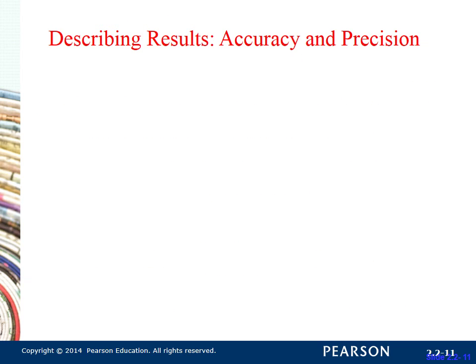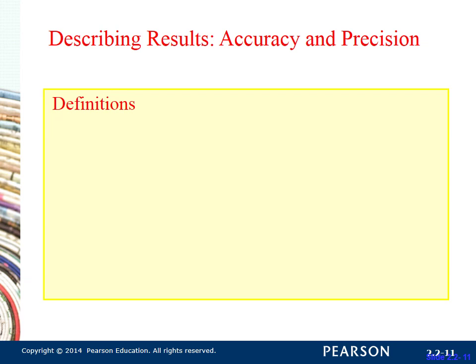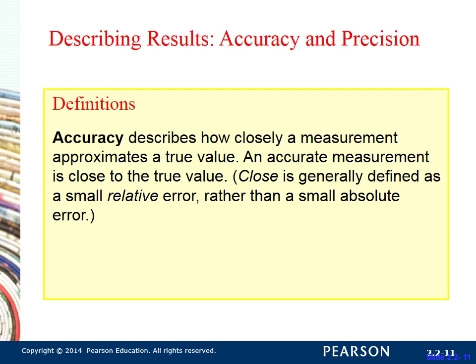All right, so accuracy and precision. Sometimes these terms are used interchangeably, but not in statistics. And in science as well, actually. So when we define accuracy, that's how closely the measurement approximates the true value. Close is generally defined as a small relative error rather than a small absolute error. So when they're talking about this is accurate to 5%, usually it will be given again as that relative error in percent. So accuracy is how close you are.